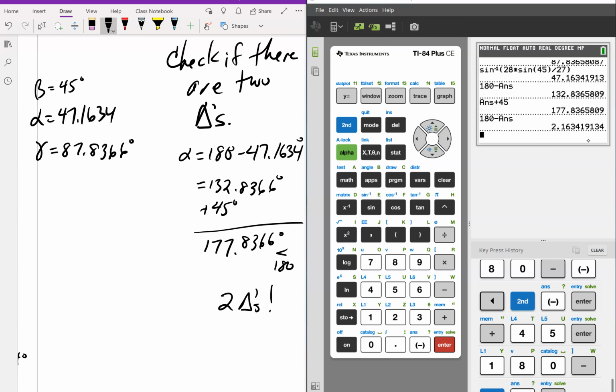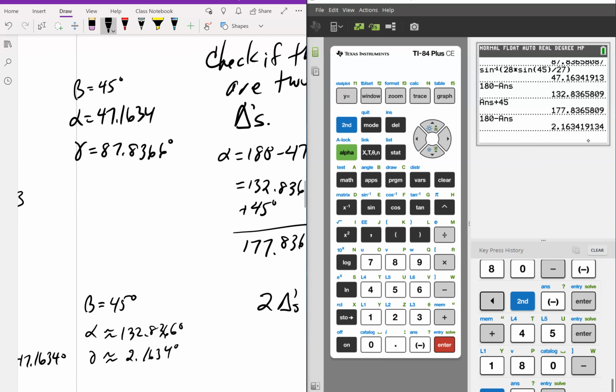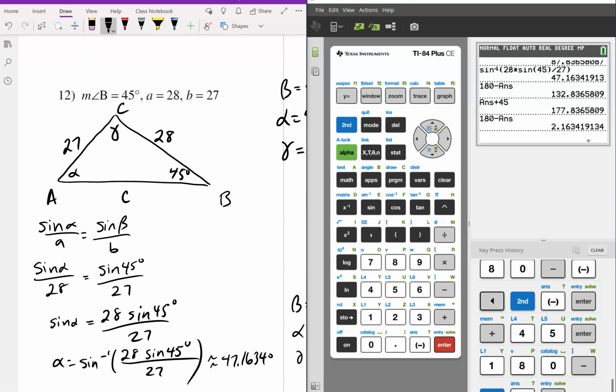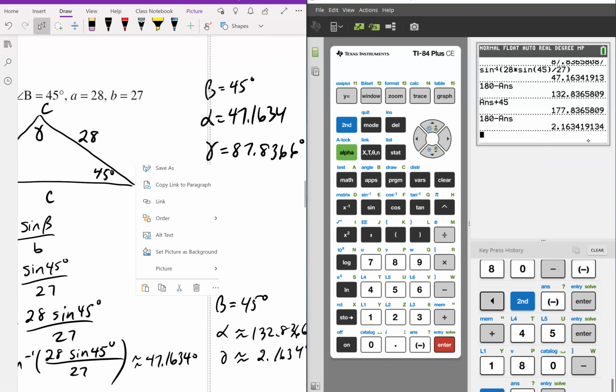So for triangle 2, your beta is still 45 degrees. Your alpha, though, in this case is 132.8366, roughly. Your gamma is roughly 2.1634 degrees. But now we're ready to find C. All right. We know beta and we know B. Those are not rounded, so let's use that. We'll have to use the rounded value for gamma regardless.